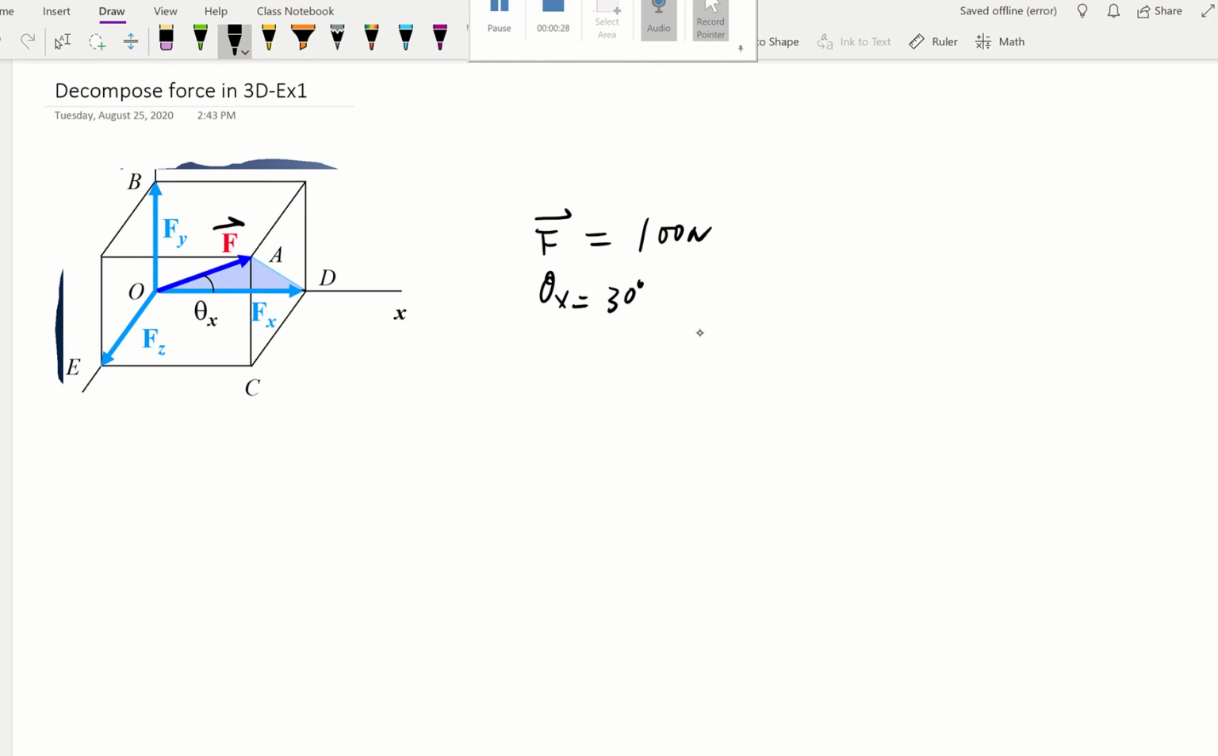And theta y is the angle between the force and the y-axis, so we're going to call it theta y. And theta z is the angle between the force and the z-axis, so it's going to be theta z. So if we say theta x is 30 and theta y is, let's see, 40 degrees.